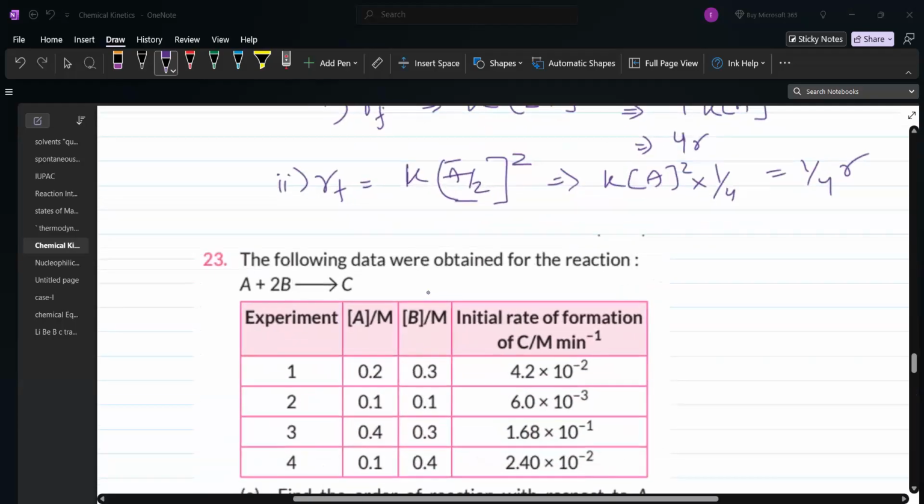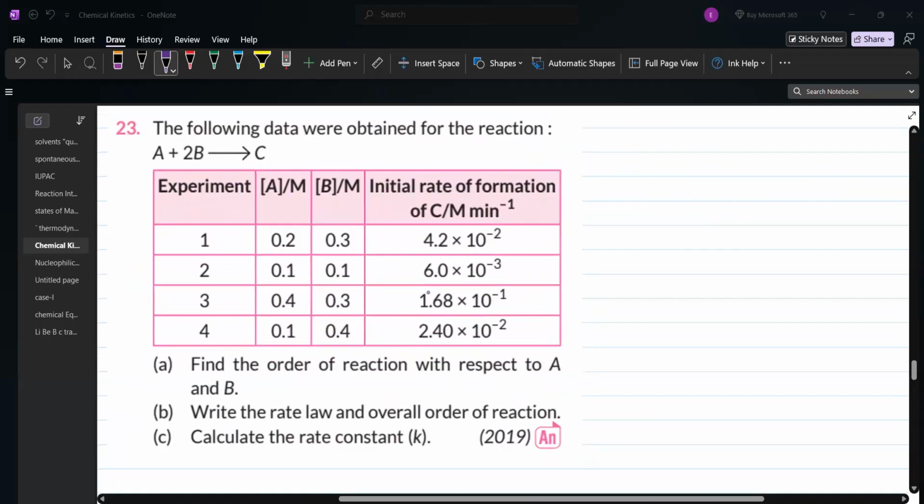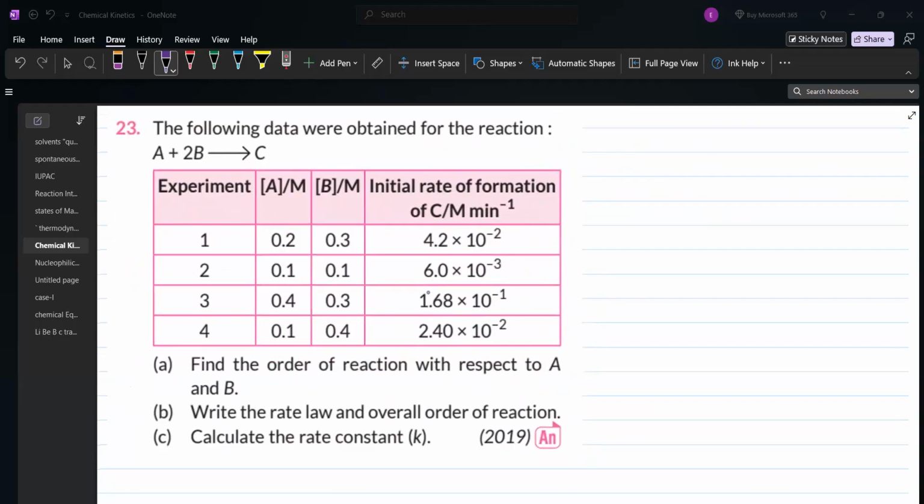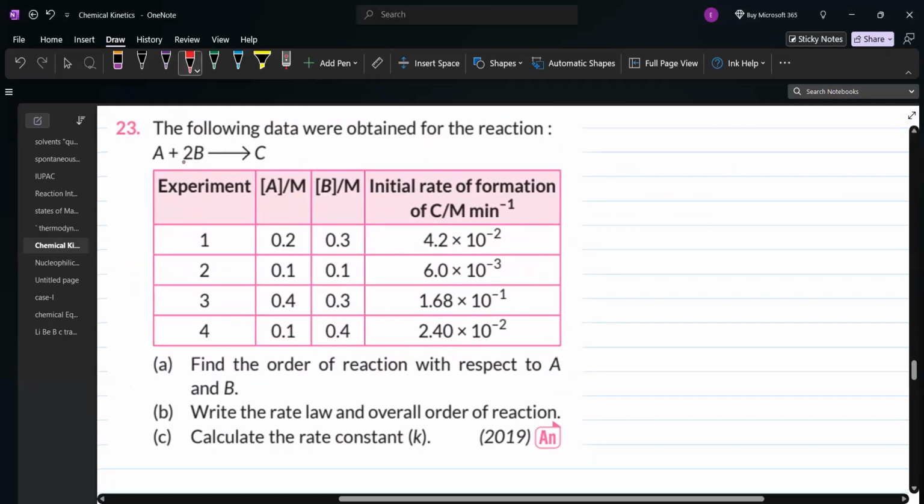Okay. So the question has given some experimental data. The thing which we were discussing, that we cannot directly say from this chemical equation that the rate of reaction will be like this, K A power 1 B, the concentration of B to the power of 2. So this is wrong.